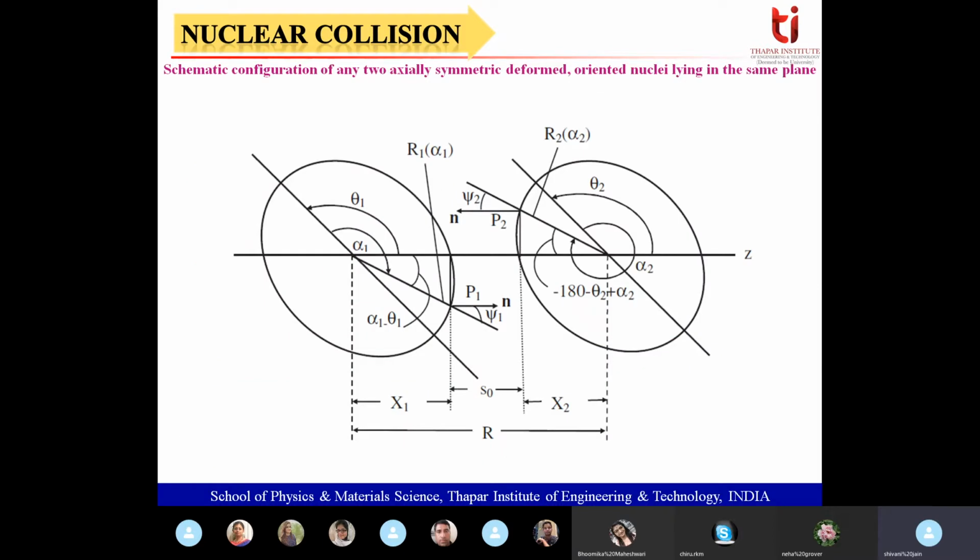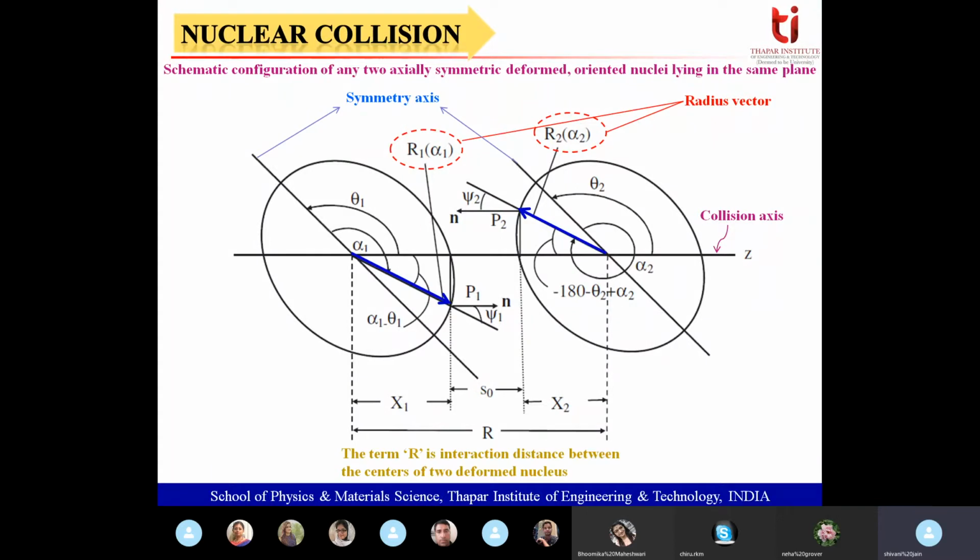Now, I want you to take a look at this schematic configuration of any two axially symmetric deformed oriented nuclei which are lying in the same plane. Now, let me help you understand the terms used here. So, Z is the collision axis between the colliding nuclei, and the blue line represents the radius vector, which is calculated using the spherical harmonic function, as I already discussed in earlier slides.